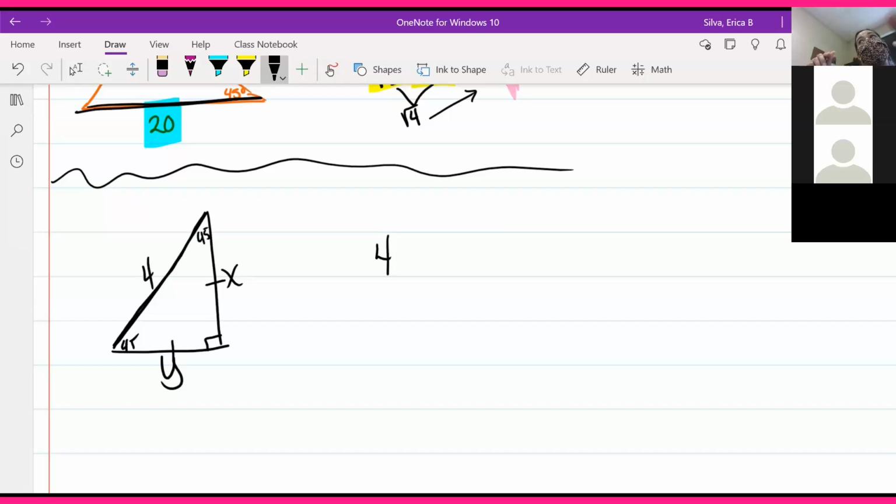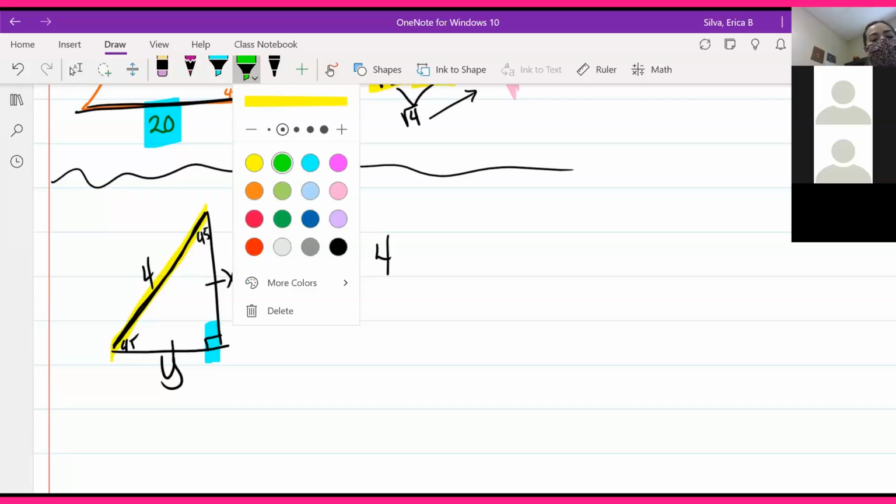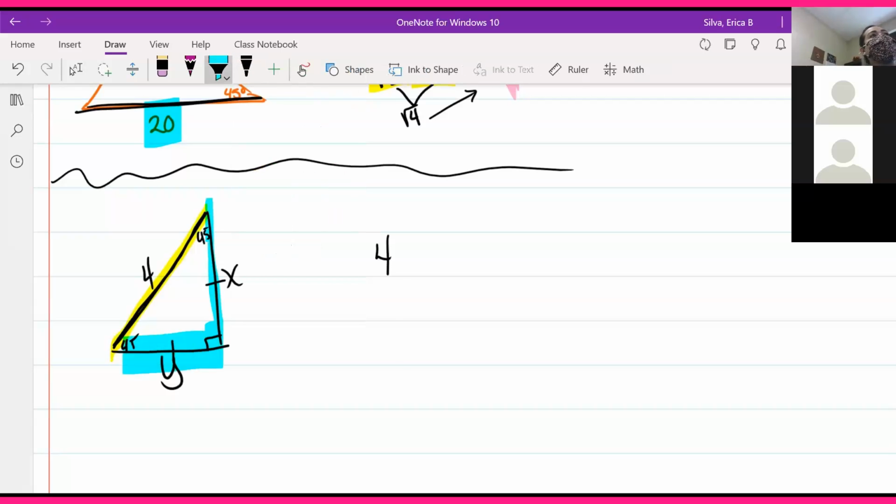So what side never, ever, ever will touch the 90-degree angle? This is my 90-degree angle. This side will never touch it. Notice how the other two sides are touching it, right? So your hypotenuse is the one directly across from that 90-degree angle.